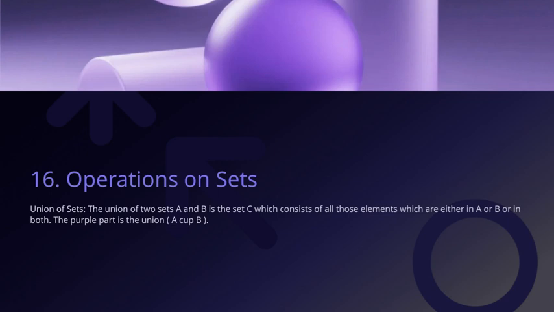Understanding the union is key, because it helps us see how different groups or collections overlap and combine, which is a fundamental concept in set operations and in broader problem solving. So remember, the union is about bringing together all elements from both sets without duplication, creating a comprehensive set that includes everything from both sides.